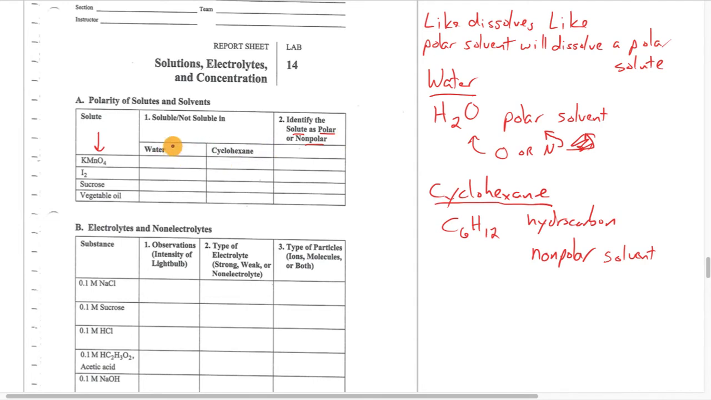So whichever one of these solutes are soluble in water, it's going to indicate that that solute is polar. If the solute is soluble in the cyclohexane, then it's going to indicate that it's a nonpolar solute. And that's all you're doing. And in the video, you'll see that occurring, right? So this is where the data is going to come from, the video.